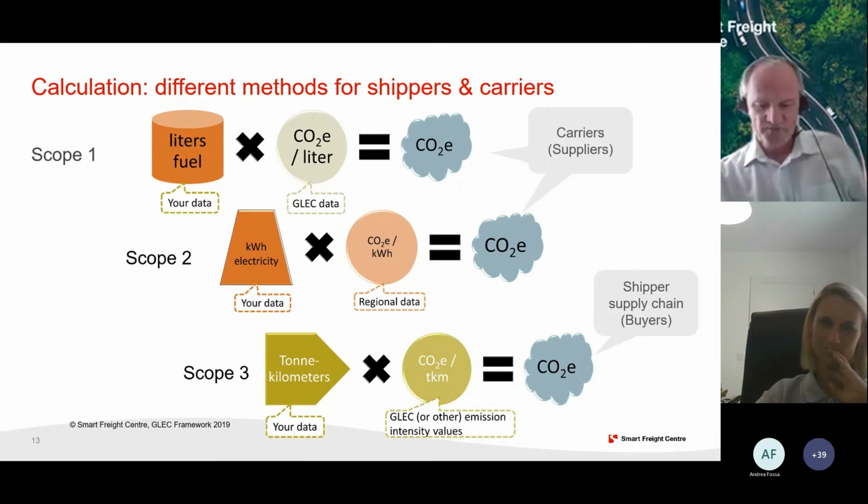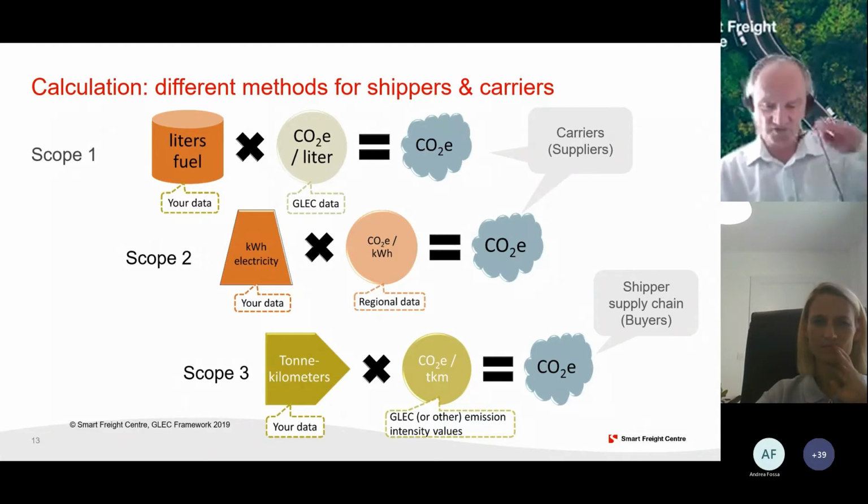The challenge comes more for buyers of freight transport, because they almost never directly know the amount of fuel used to move their stuff effectively. The emission from outsourced services, that's what's classed as scope 3. And this is where we distinguish between that fuel-based calculation by the carrier from an activity-based calculation by the customer.